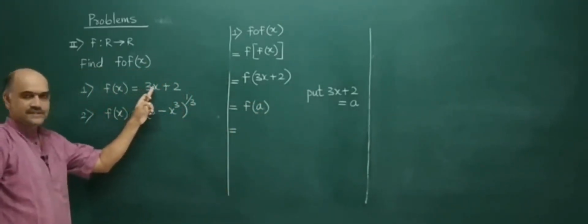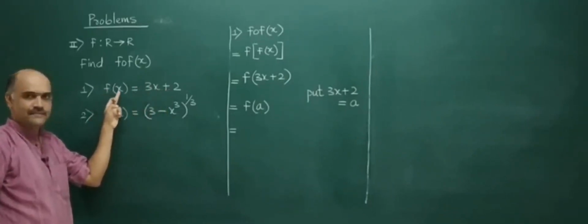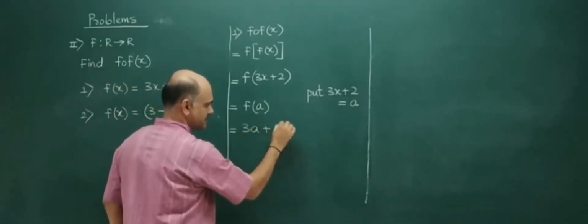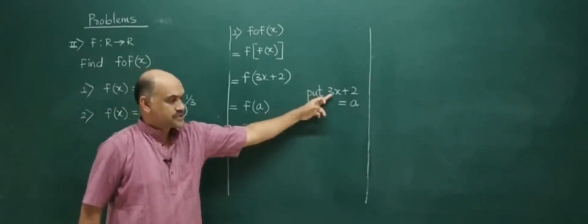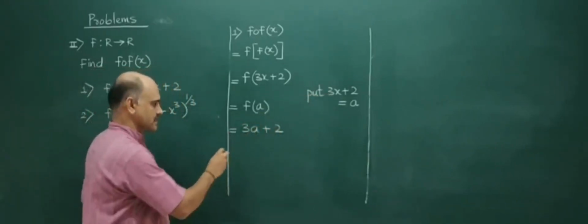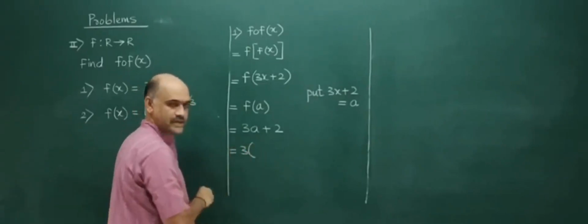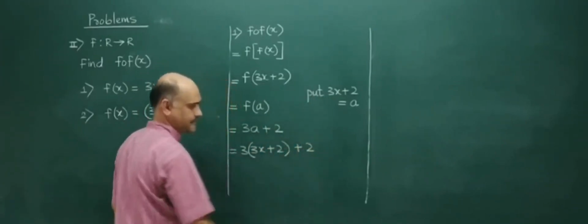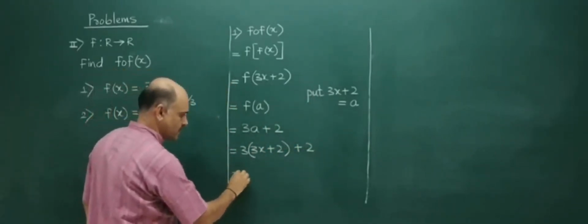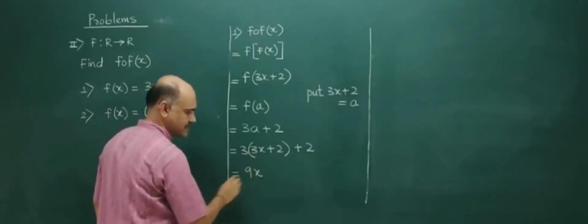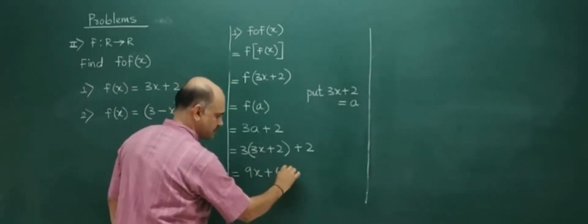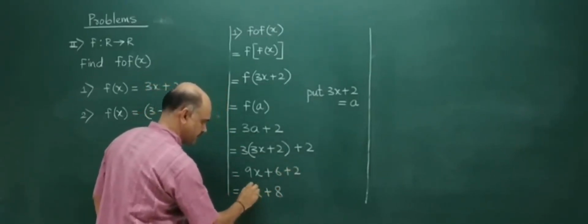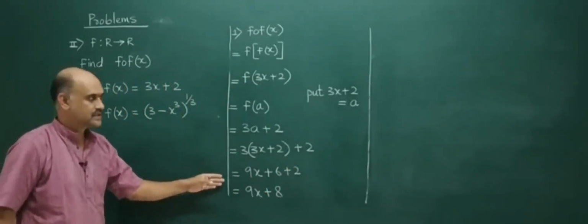Now f of x is 3x plus 2. So now f of a will be 3a plus 2. Now substitute the value of a over here. You will have 3 into bracket 3x plus 2, plus 2. If I simplify, you will have 3 into 3, 9x, 3 into 2, 6, plus 2. That is 9x plus 8. This is the first one.